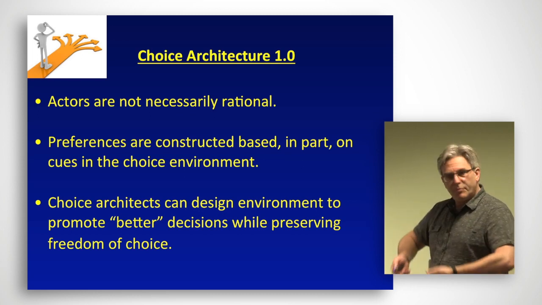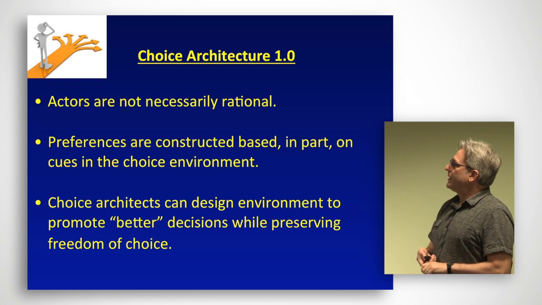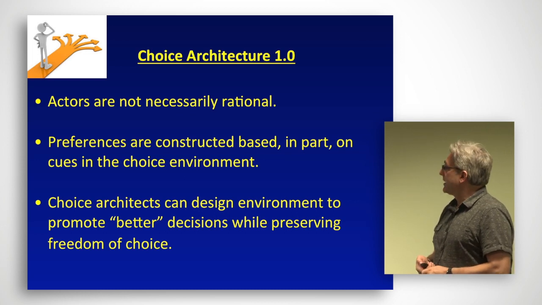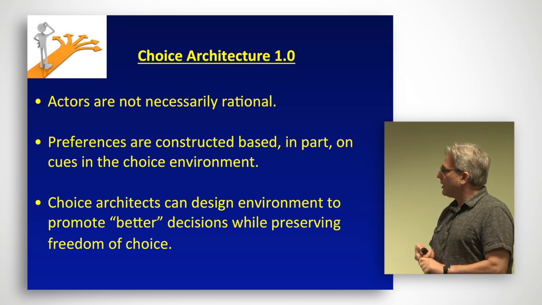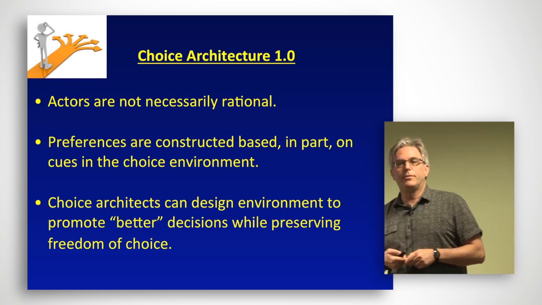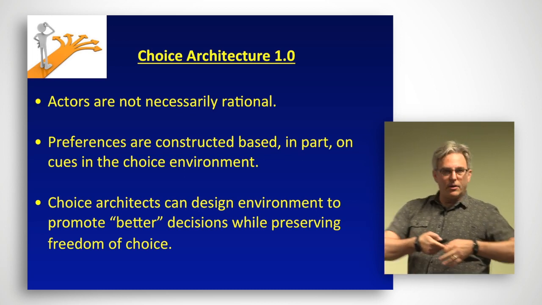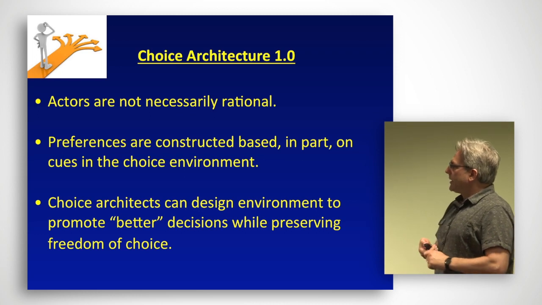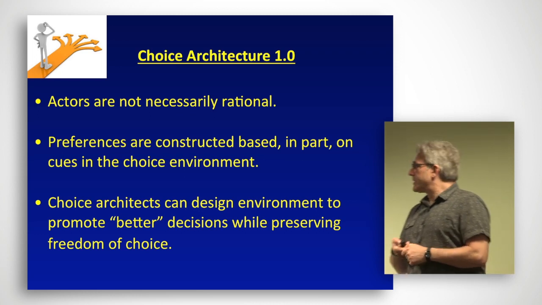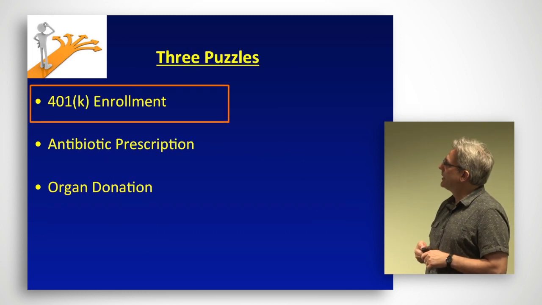Choice architecture 1.0, the original version as I would characterize it, again begins with the assumption that actors are in fact not necessarily rational and that preferences are constructed based in part on cues that they get from the choice architecture, how the information is presented to them, how we elicit their preferences and so forth. And choice architects can design an environment to promote better decisions while preserving freedom of choice. Okay, so that's the traditional approach.